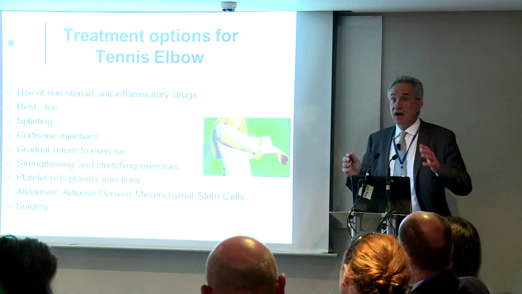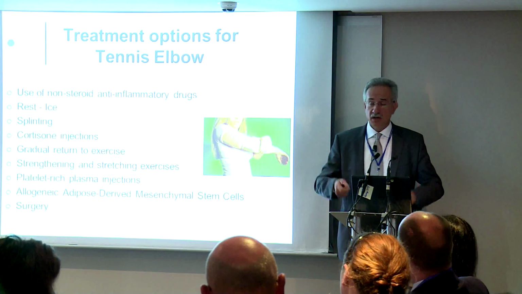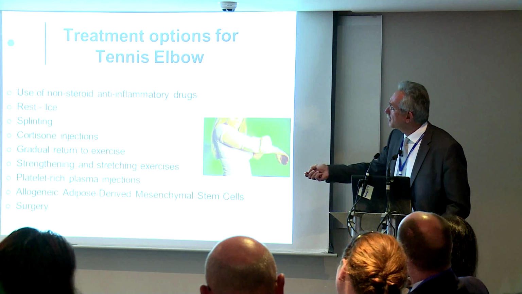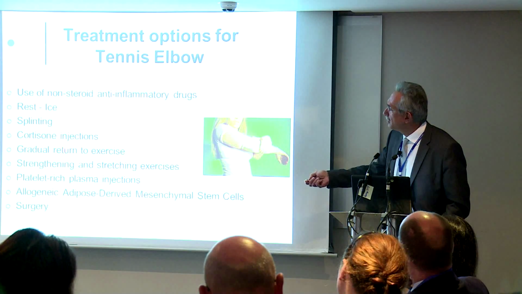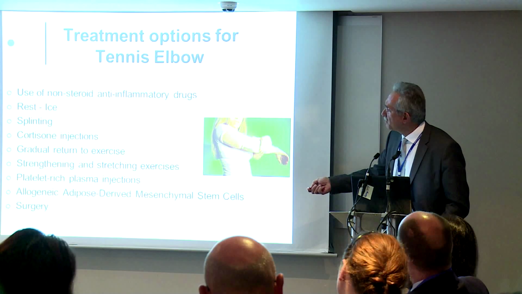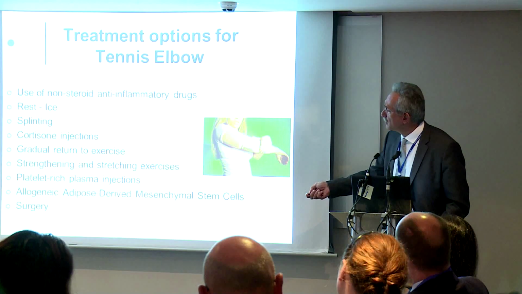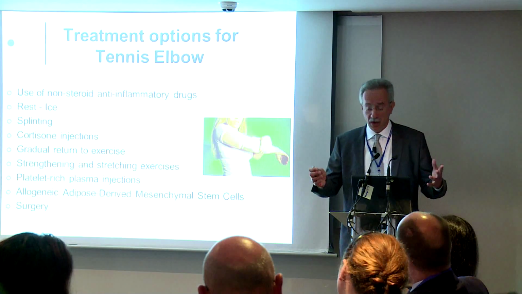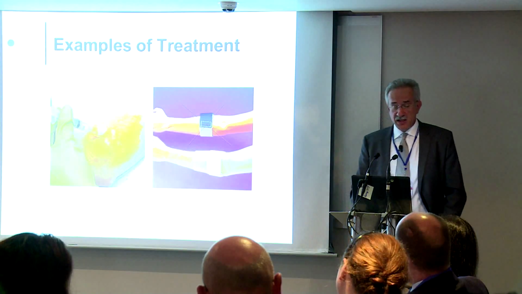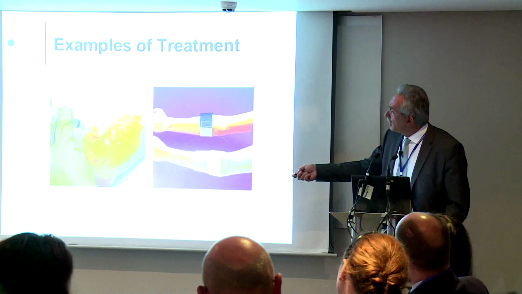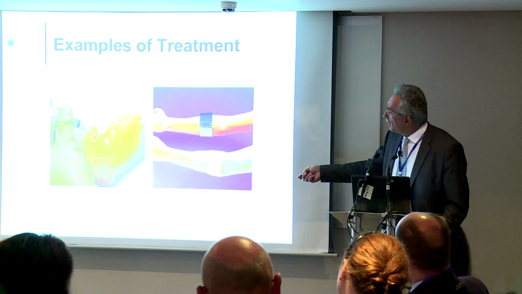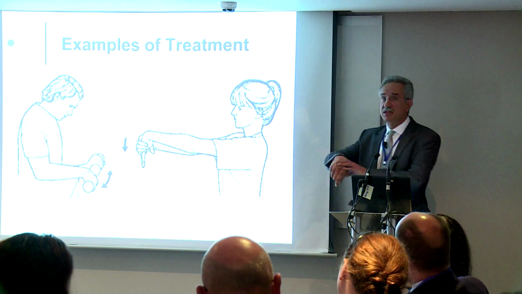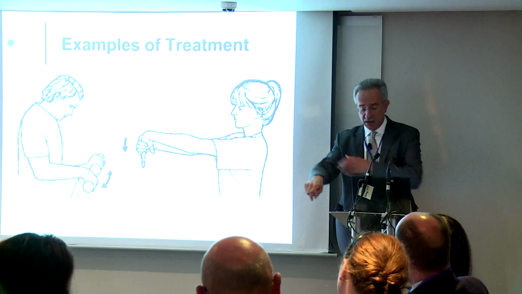So, what are the treatment options for the tennis elbow? Look at them. Too many. Rest, splinting, injections, platelet-rich plasma injections, allogenic mesenchymal stem cells, surgery. Too many of them. As examples, you can see how we can do the cortisone injection and the splinting. This is the wrong one. I prefer this one. Do some exercises to stretch the muscles.